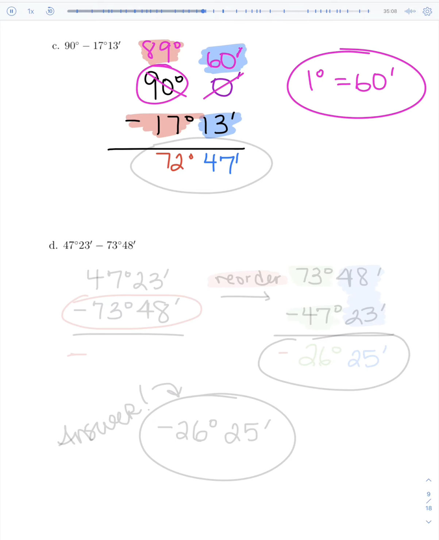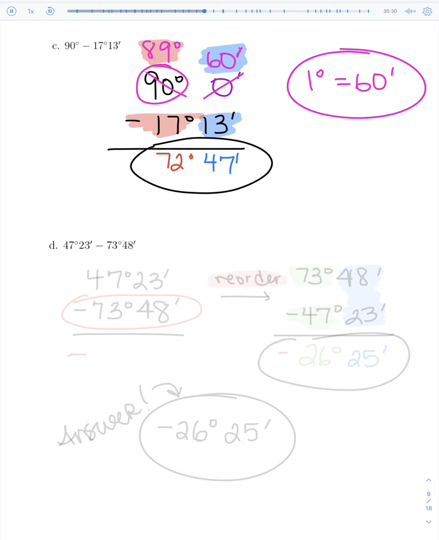So my final answer here is 72 degrees and 47 minutes. Here's another example. Let's see, we've got 47 degrees, 23 minutes minus 73 degrees, 48 minutes.